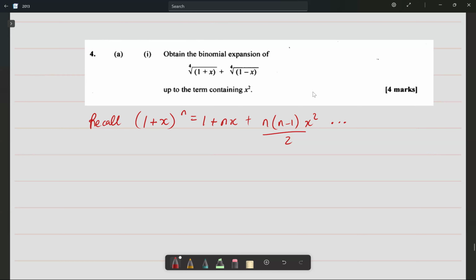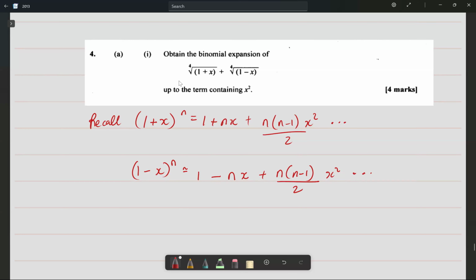Expansion. And (1 - x)^n is going to be 1 - nx + n(n-1)/2 x squared, repeating the process.